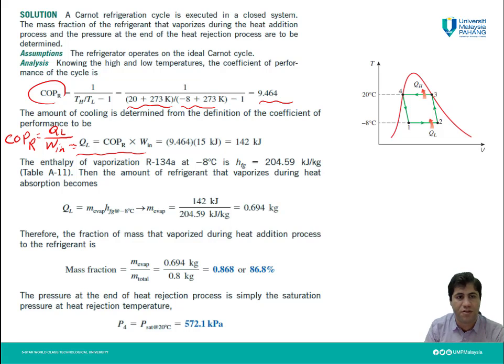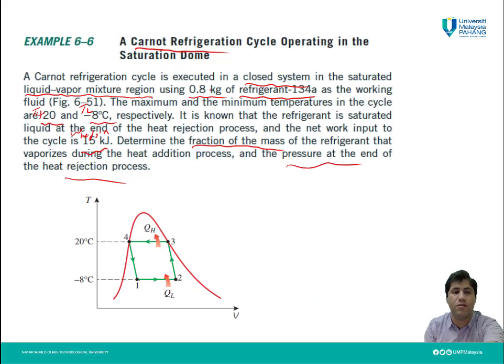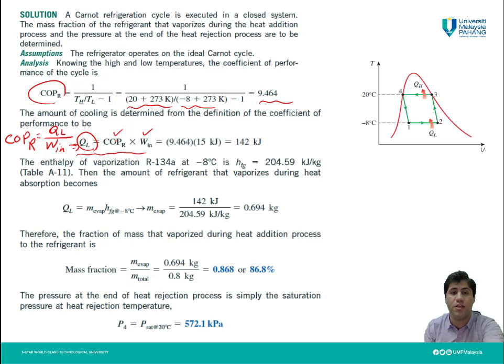So if we restructure this equation, we can find this QL. We have COP for this refrigerator, and W in also was mentioned. If you remember, it was mentioned that W in is 15 kJ. So we have W in, we have COP for this refrigerator. Then QL will be 142 kilojoule for this Carnot cycle.